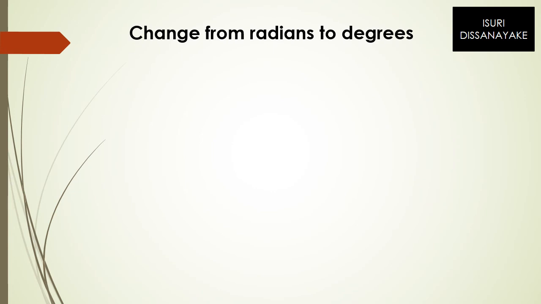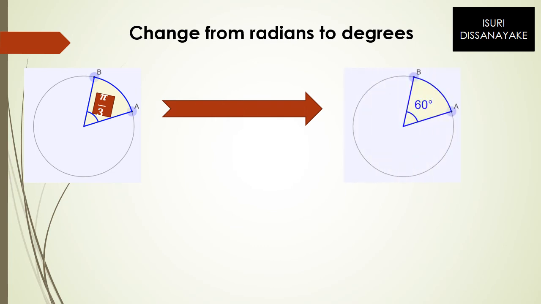Now we are going to change from radians to degrees. Okay, you can see in this circle it's given as 60 degrees, but I am going to write it as pi by 3. You know pi by 3 means it's given in radians. So this pi by 3 I am going to convert into degrees. So pi by 3 means it should be 60 degrees. How are we going to do this?